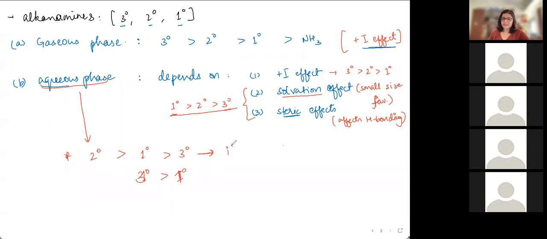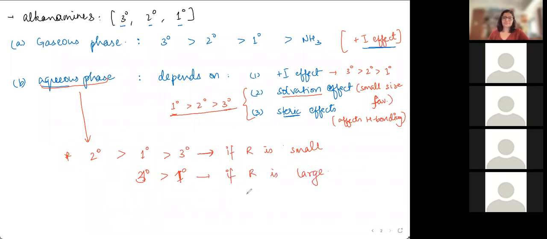If the size of R is small, for example a methyl group, then the first one. If it's an ethyl or a propyl group, then the second one.